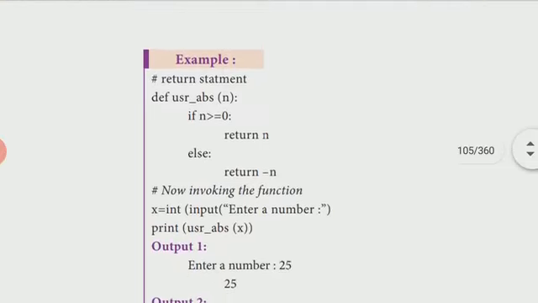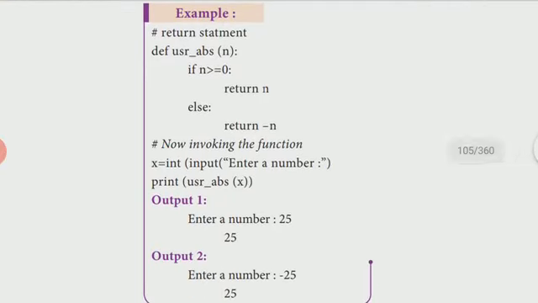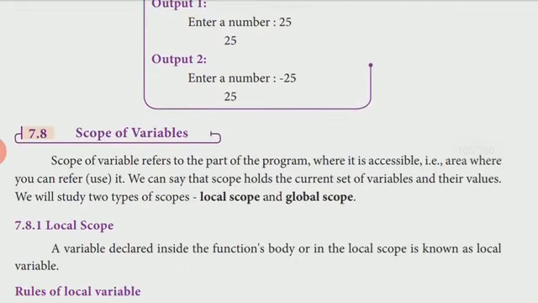See in this example they gave def user abs of n. If n is greater than or equal to 0, return n, else return minus n. See here they used the return statement in an if else. If the condition is true, it returns one statement. If the condition becomes false, it displays a negative number. So like this, you can use more than one return statement in the same function.